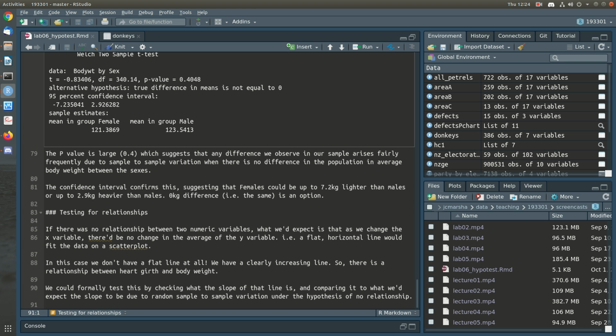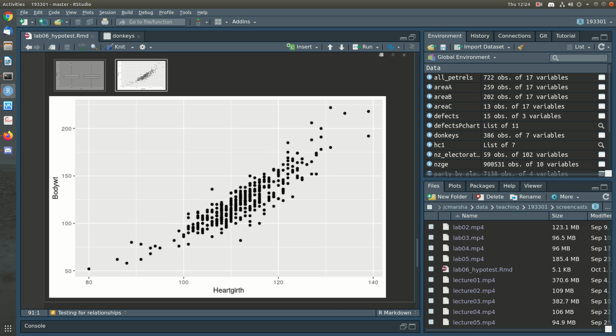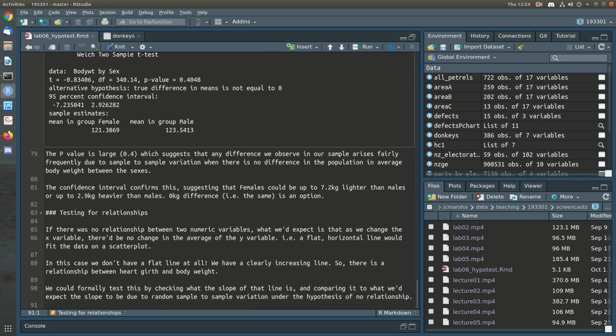In this case, it's clearly not flat, right? There's strong evidence that it's not flat here. It's definitely going up. Okay, so we'd expect our p-value here for the slope to be really small because it's super inconsistent with it being flat. Okay, we'll see how we do that in lecture 6.